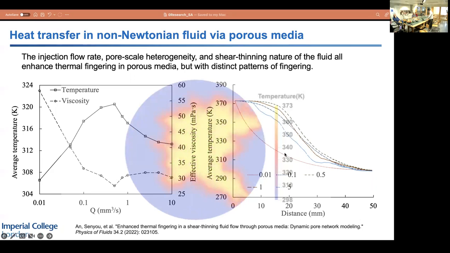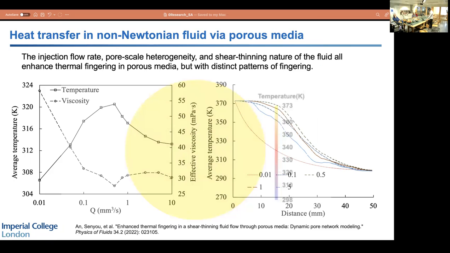And for the average temperature, we can also clearly see this one at around 0.75. This flow rate reaches this line, and then they come this direction and back here.